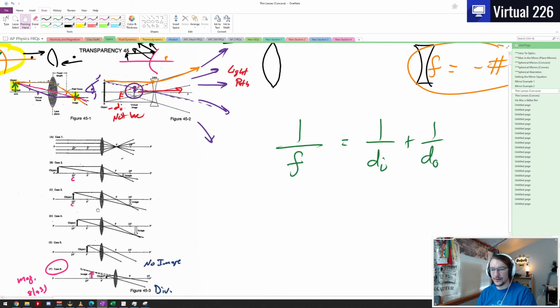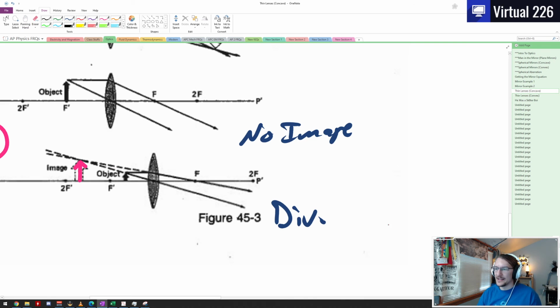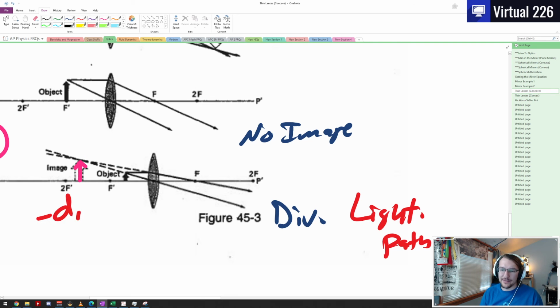If we go to our case 6, we clearly see that the light is over here. The light path, that is. There's no light path over here. This is made up. This is going to have a negative image distance as well, because the light really shouldn't be interacting here. It's just what we see with our eyes. It's a phenomenon of being a human, okay?